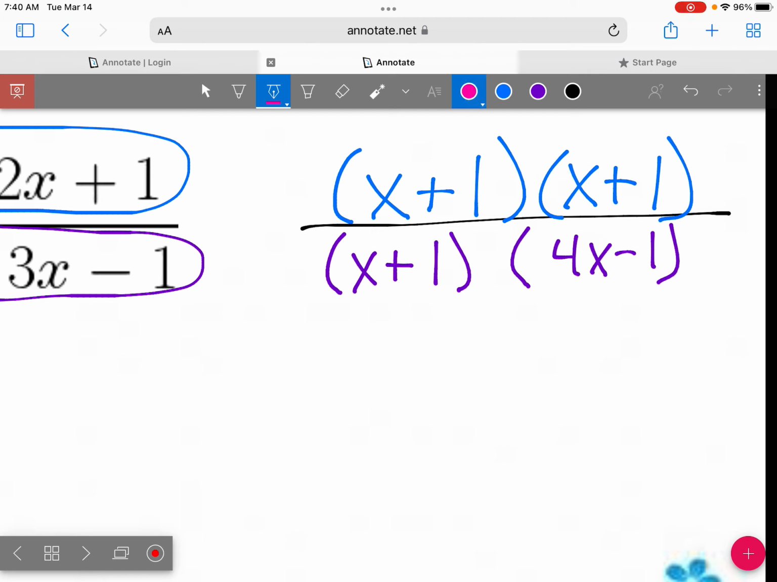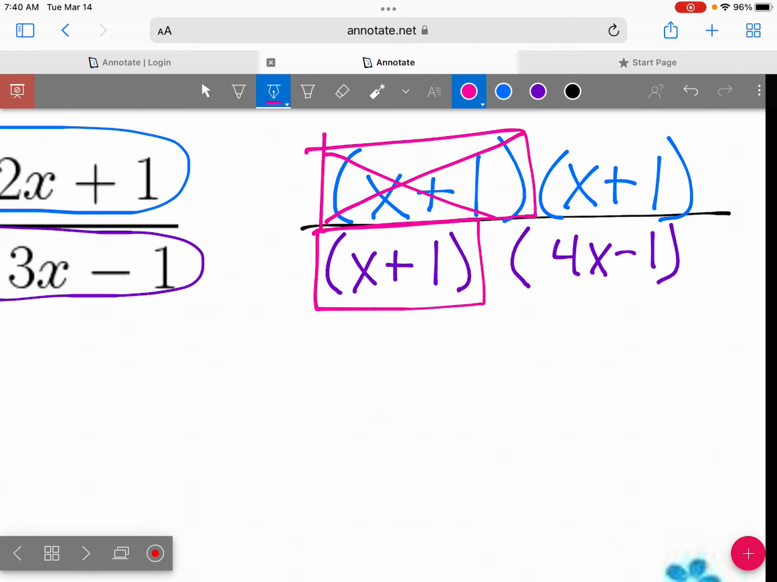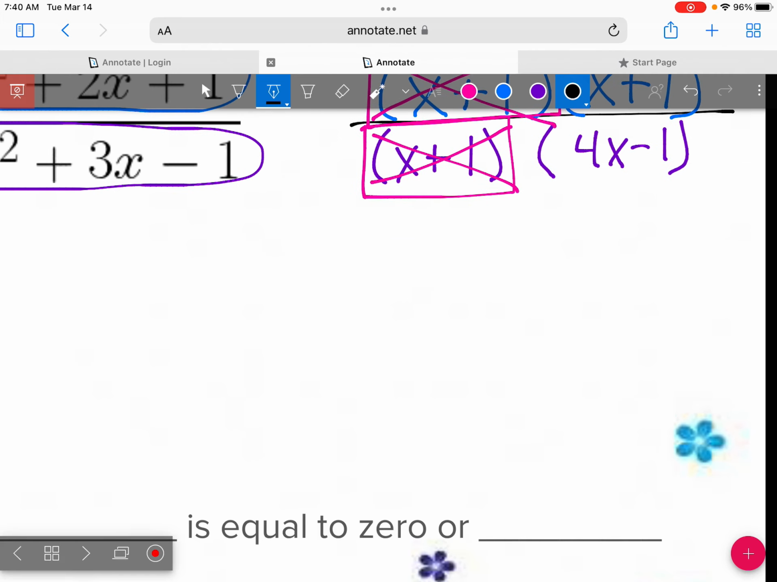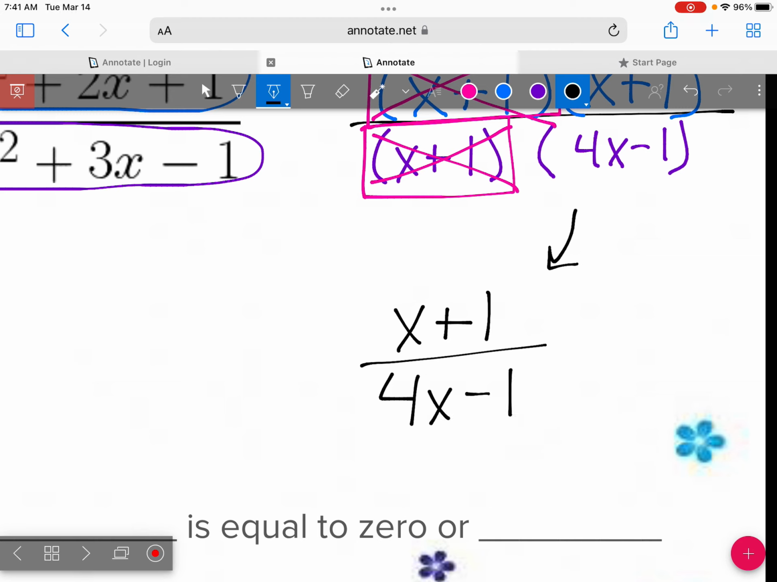So looking at our two pieces, what do we have that's going to cancel out? An x plus 1. So I have x plus 1 on the bottom, which means I can cancel out x plus 1 on the top. And our simplified answer is x plus 1 over 4x minus 1. This is our answer.